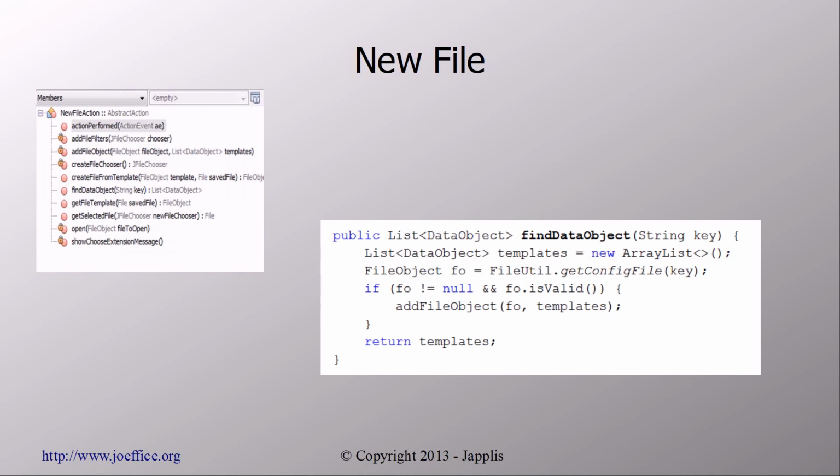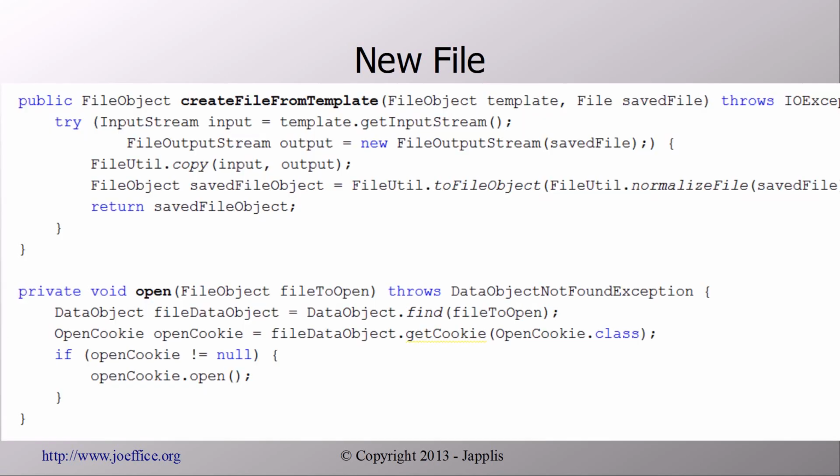So to find the files, I just need to look in the directory. It's a bit like for actions, listing all the actions in a directory, and then I will add all the templates in there. So once I've found all the data objects from the directory in the layer XML, I can get the extension of the file of the template, and then I can add it to the JFileChooser. Then we need to create the file from there. So the file is created just by copying the input stream of the template to the file.